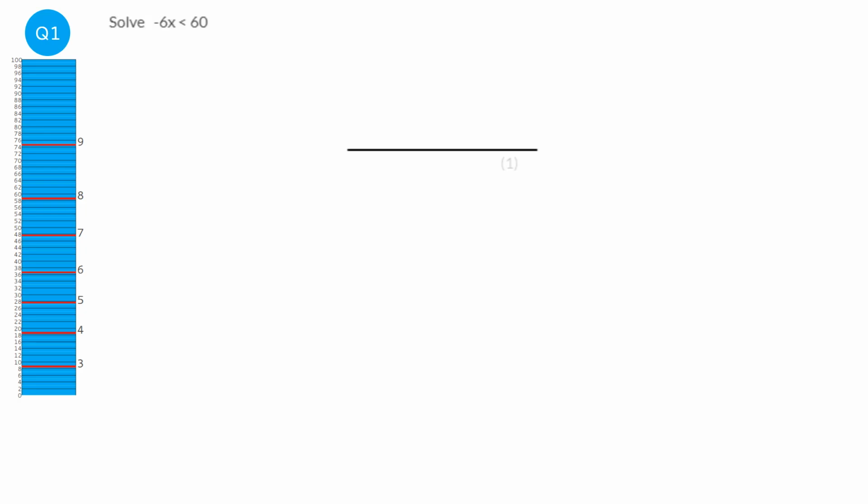Okay, so we're going to start by writing this out a little bit bigger, to give us a bit more space. So it's minus 6x is less than 60. And we're going to do our tram lines down.